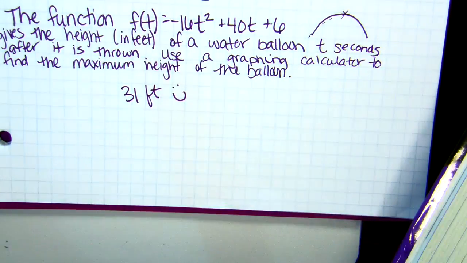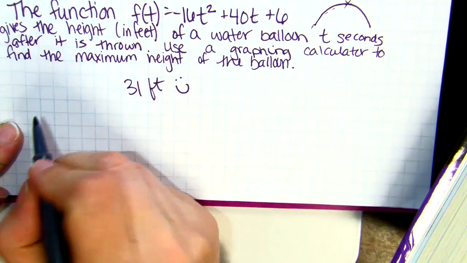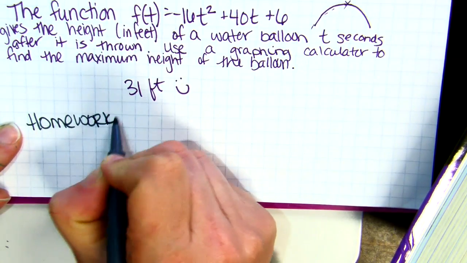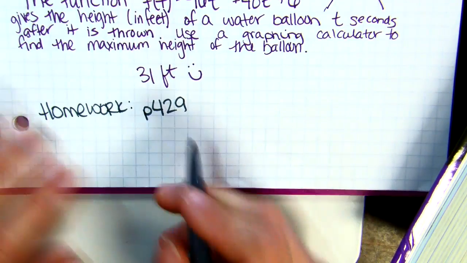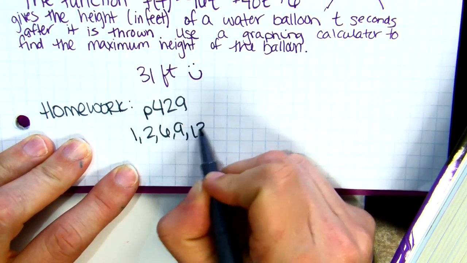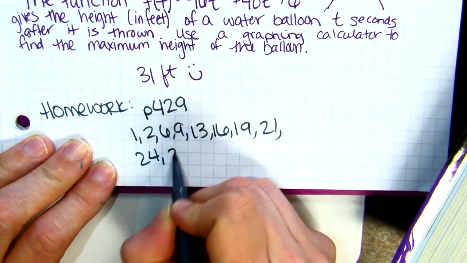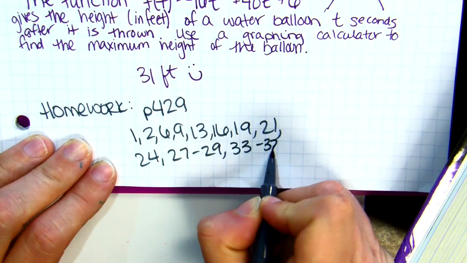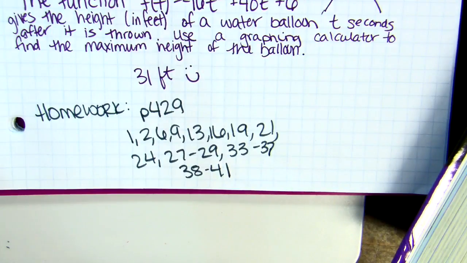Your homework for tonight, let's see, is going to be on page 429. And you are going to do numbers 1, 2, 6, 9, 13, 16, 19, 21, 24, 27 through 29, 33 through 37, and 38 through 41. So a good chunk of problems.